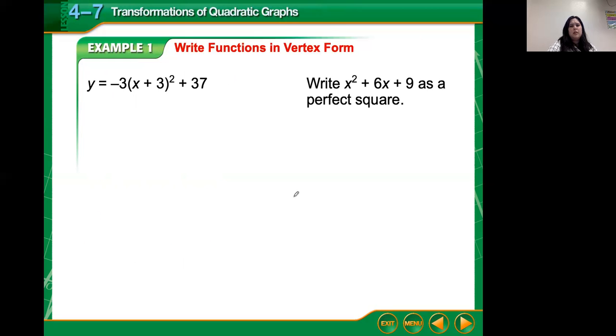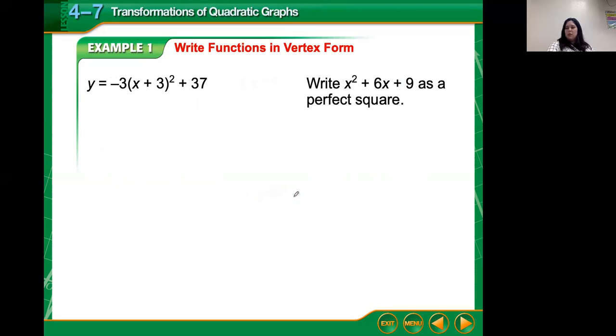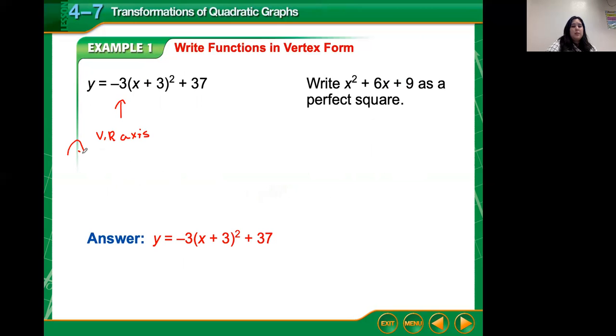Oh, I thought we were supposed to analyze the graph. They analyze the function. So it looks like they missed a part of it, but we're going to talk about it. I can tell you right now that this negative 3 tells me it is a vertical reflection over the x-axis, which tells me that it opens upside down. This plus 3 tells me it has moved left 3 units from the parent function, and the plus 37 means it has moved up 37 units, which is really good information to know, especially if you're trying to graph something. I know kind of where I want to start.